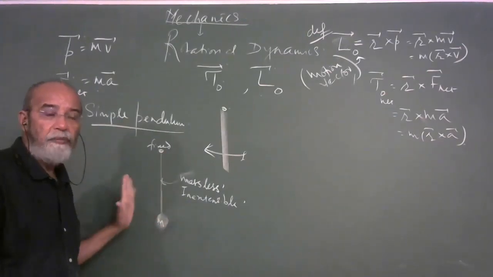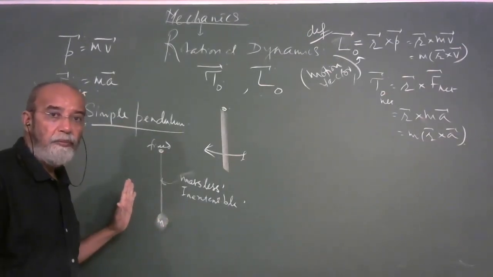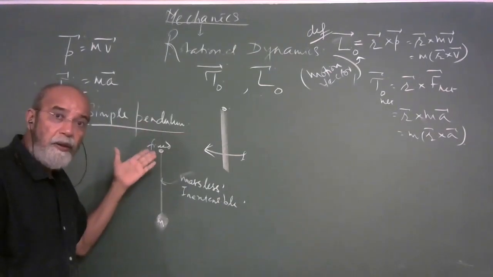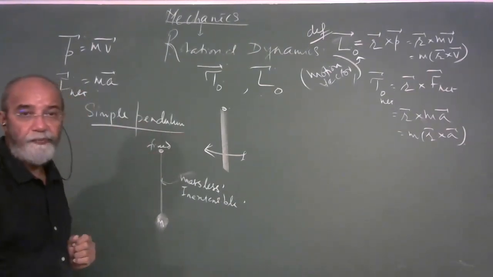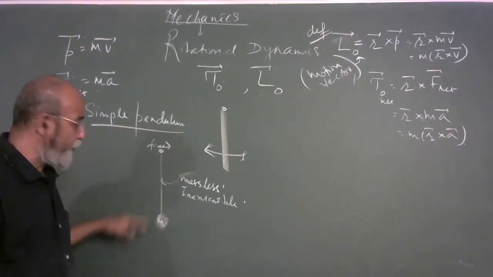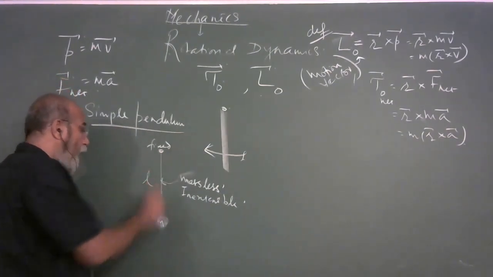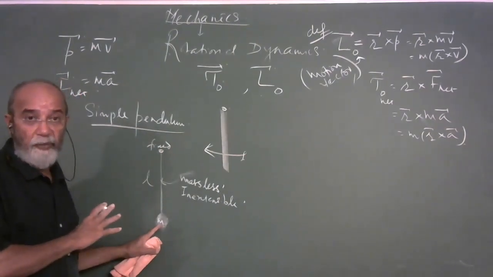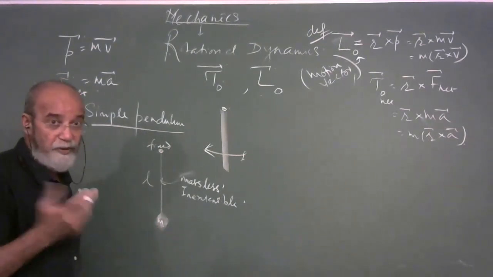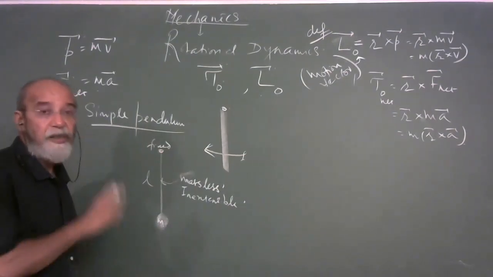which has a mass m. It's a very theoretical concept. Massless string of, let us say, length L and the bob having a mass m, which has no dimensions. Imagine. That's a simple pendulum.